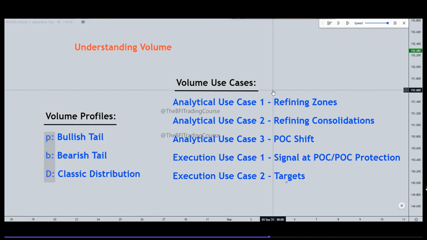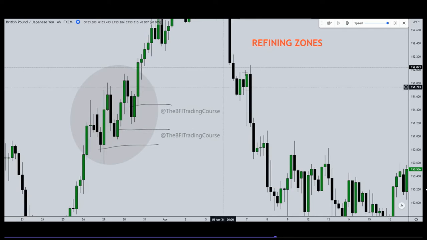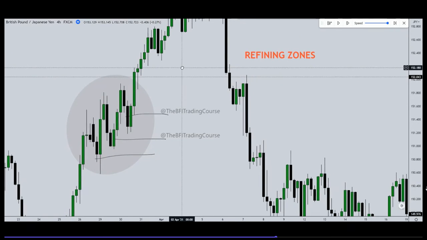There's two ways, obviously, we can use this: analytical use, which helps us with our technical analysis, and you can use volume for execution to help you regarding your flawless execution and entry. So let's look at the first use case of volume, which is for analysis. How can we use volume to help us with an analytical use case for refining our zones? Okay, let's look at this example of refining a zone.